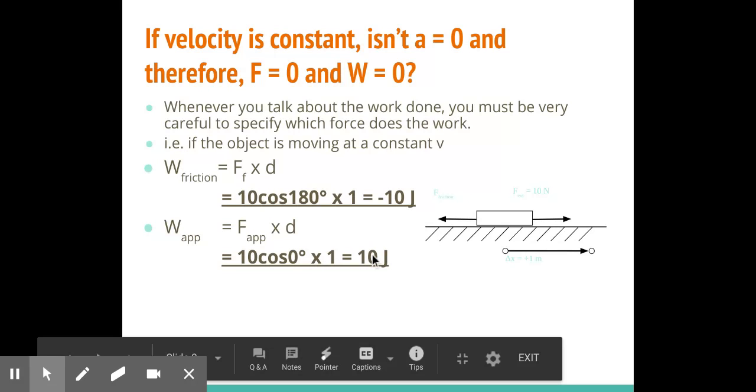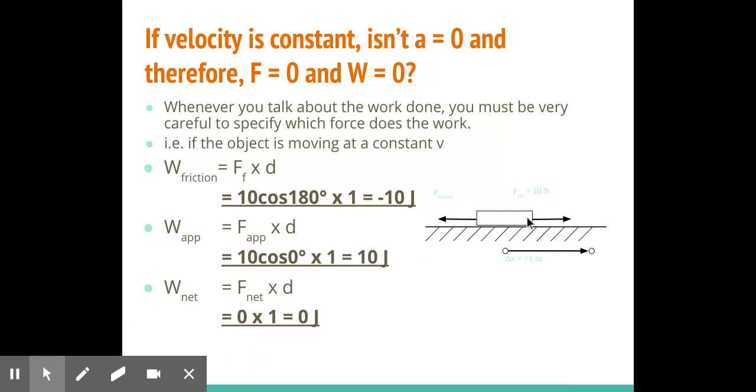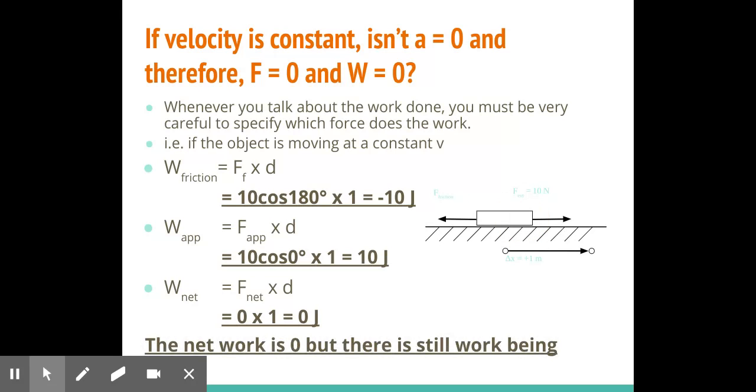So as you can see here, if we have constant velocity, the amount of work done by both the applied force and the friction will be the same in magnitude, but different in that one will be positive, one will be negative. Okay, now what if we wanted to find the net work? Well, your applied force is 10 joules, your friction force is negative 10 joules. 10 plus negative 10 is going to be 0. So the net work is 0, but there's still work being done.